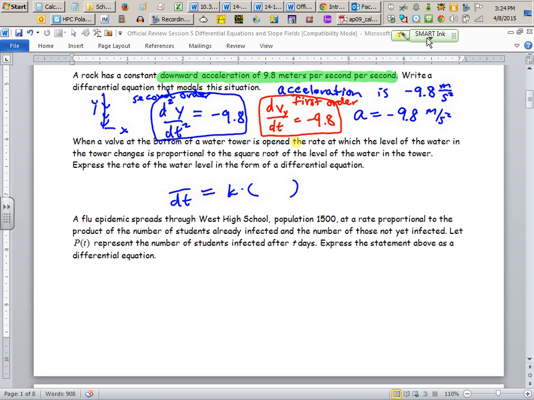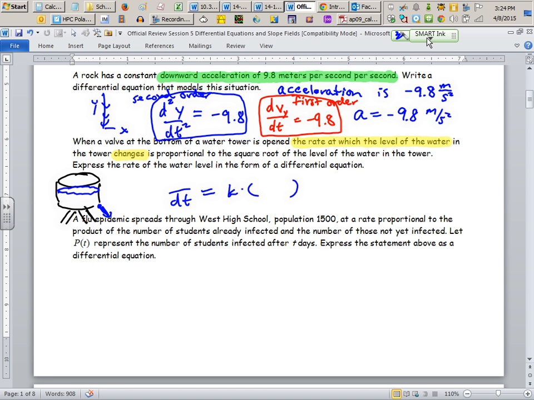Okay, how do you write the rate at which the level is changing? How do you write the rate at which the water is changing? Something dt, right? How do we normally measure water in a water tower? If the water is in here and the water is draining out, what's a great way to measure the water?